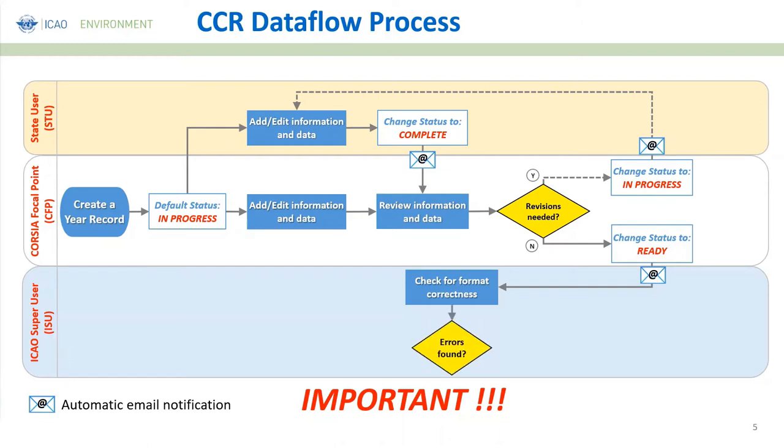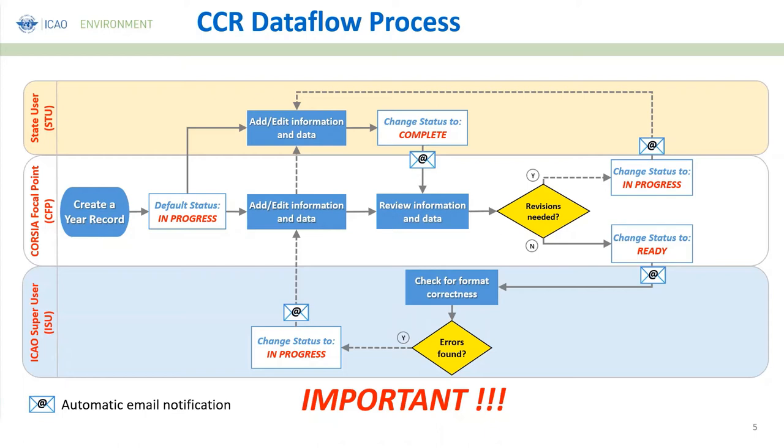If any error is found, the CORSIA ICAO super user will change the status back to in progress so that the CORSIA focal point and state user can revisit the EUR record and edit, add information and whatnot, so that the same flow can come back by changing the status to complete and ready, etc.